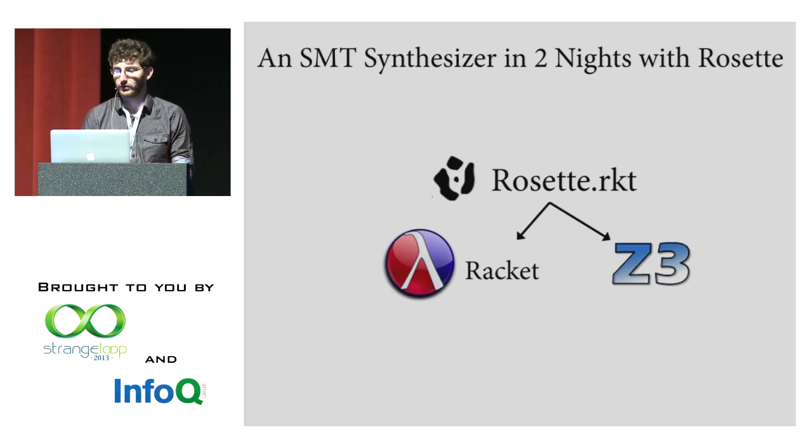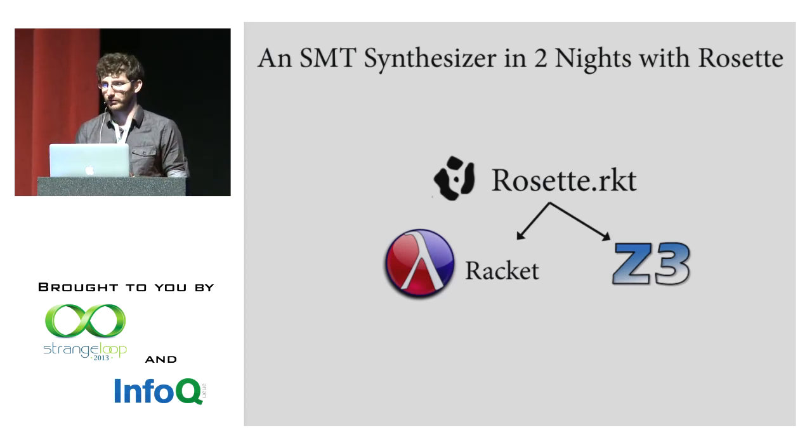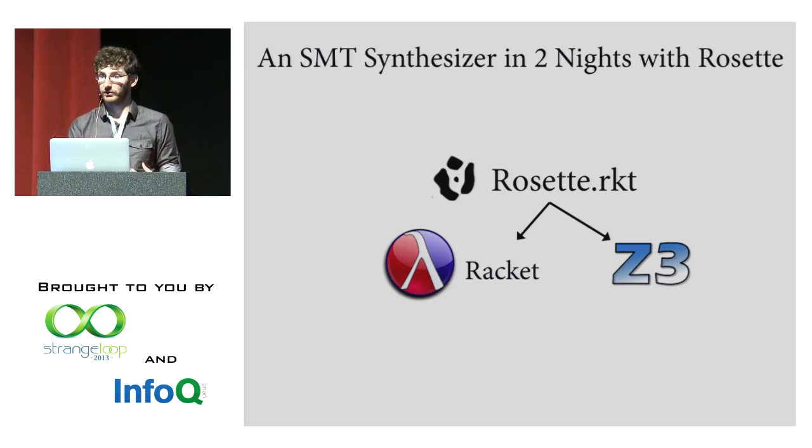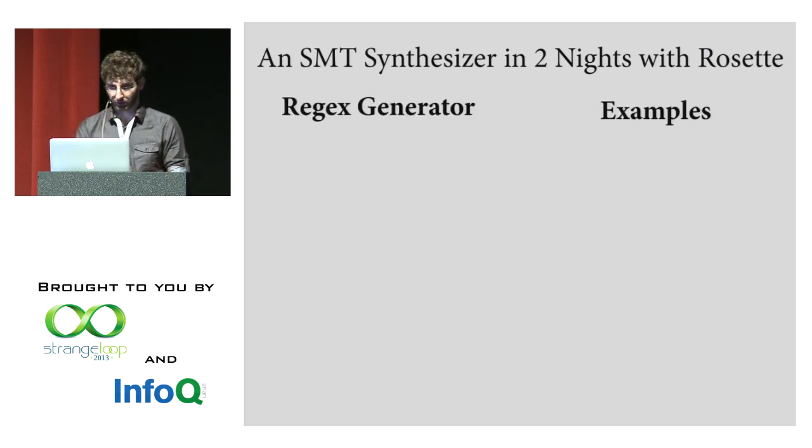The way I did it was I used this new system we're working on called Rosette, which you're probably not familiar with, but you might have heard of Racket, which is kind of the next version of PLT Scheme. It also uses something called Z3, an SMT solver, which is kind of the next generation of the SAT solver. Rosette will automatically let you work with both of these. So I'm going to show you how that looks.